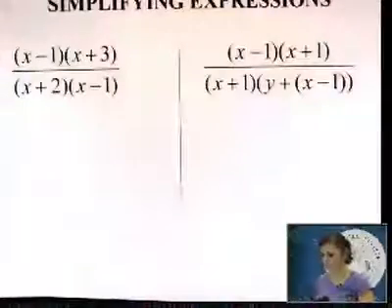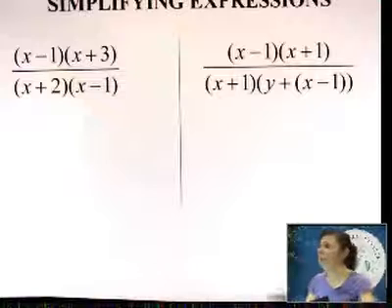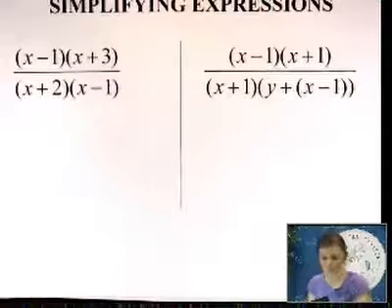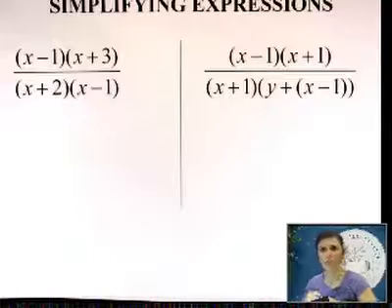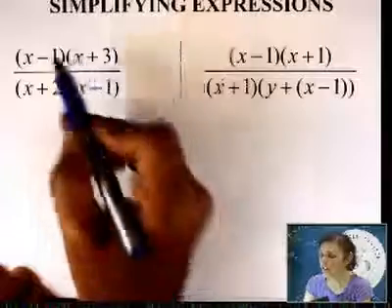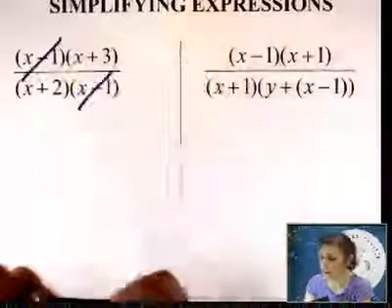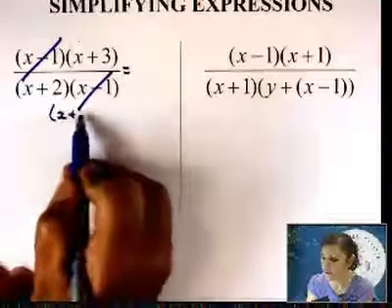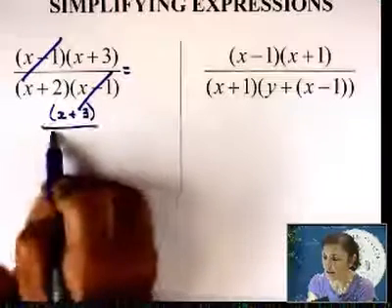The second thing, when we have more complex expressions and they are all factored out for you, what are you allowed to do? Let's look in here. X minus 1 is already factored out. I can do this. And what do I have left? I have x plus 3 over x plus 2.